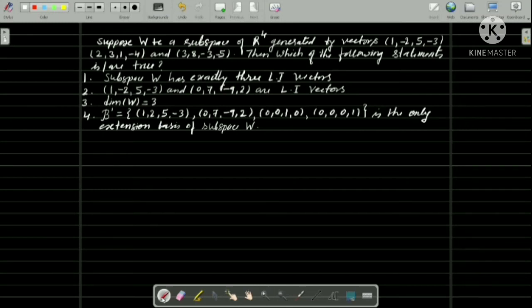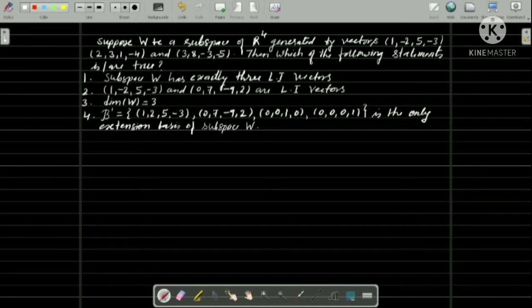Today we are going to learn most expected questions in CSIR NET exam. Let's see the questions. Suppose W be a subspace of R4 generated by vectors (1, -2, 5, -3), (2, 3, 1, -4) and (3, 8, -3, -5). Then which of the following statements is/are true?